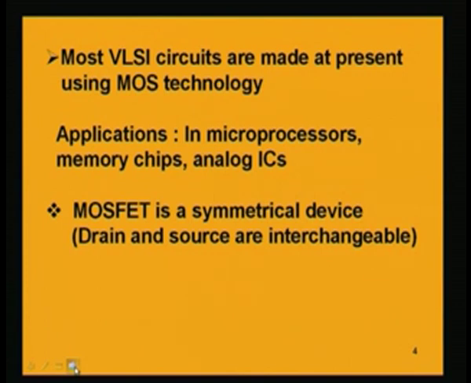In the BJT we have noted that the regions, emitter, base, and collector, are not symmetrical. That means we cannot interchangeably use the emitter and collector, but that is not so in the MOSFET. In the MOSFET, the two regions, drain and source, as we will find later on, can be used interchangeably. So, it is a symmetrical device.